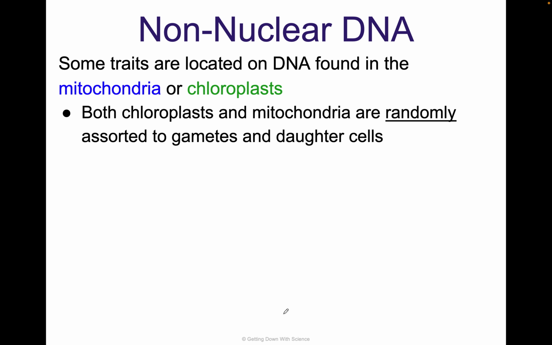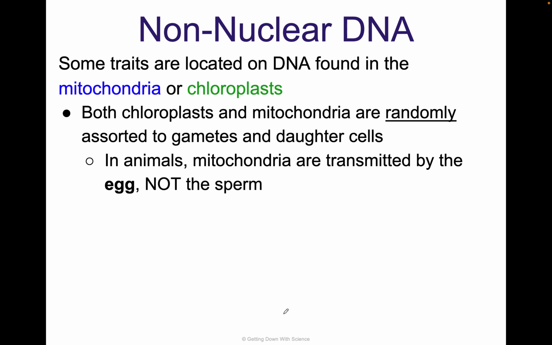Both chloroplasts and mitochondria are randomly assorted to gametes and daughter cells. And so remember, when we're doing meiosis or mitosis or any kind of cell division, it's not just the chromosomes that are getting replicated and put into different cells. It is all the other organelles as well. So all the organelles are randomly assorted. In animals, mitochondria are transmitted by the egg only, not the sperm. The sperm just doesn't have enough stuff in it to donate mitochondria, right? So all of your mitochondrial DNA actually comes from your mother.